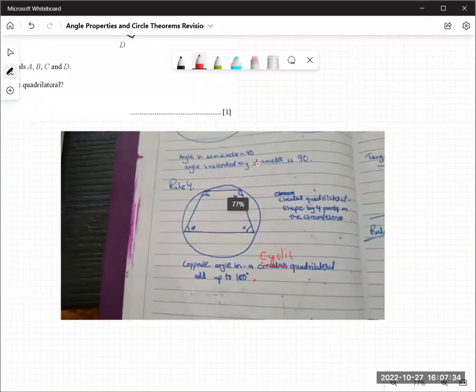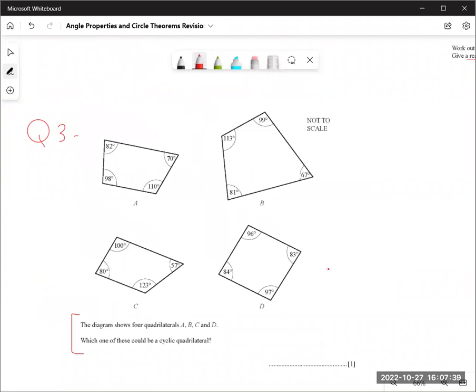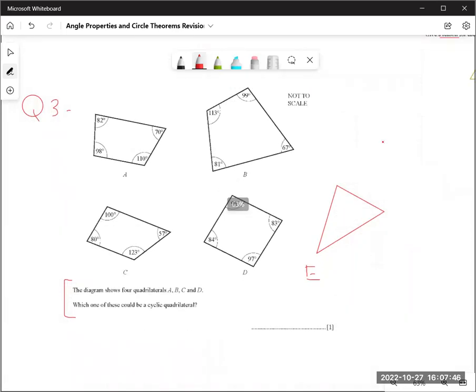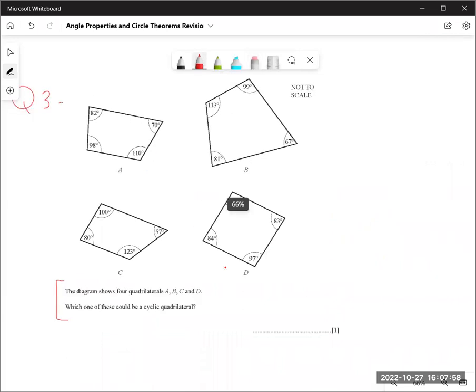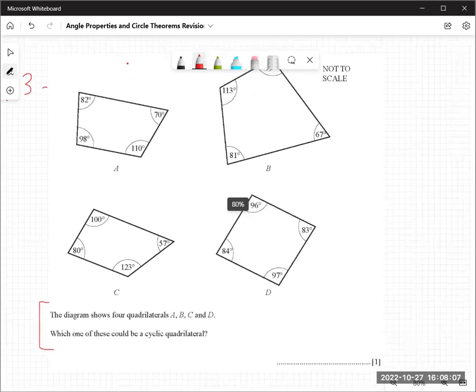Fine, that's it. So all of these guys have four sides. If I give another option, option E, and it has, let's say, 3 sides, well, it cannot be a cyclic quadrilateral because it doesn't have 4 sides. It's a triangle, not a quadrilateral. Now we have these 4 shapes. Our job is to check which of these has opposite angles which add up to 180. How can we prove it?